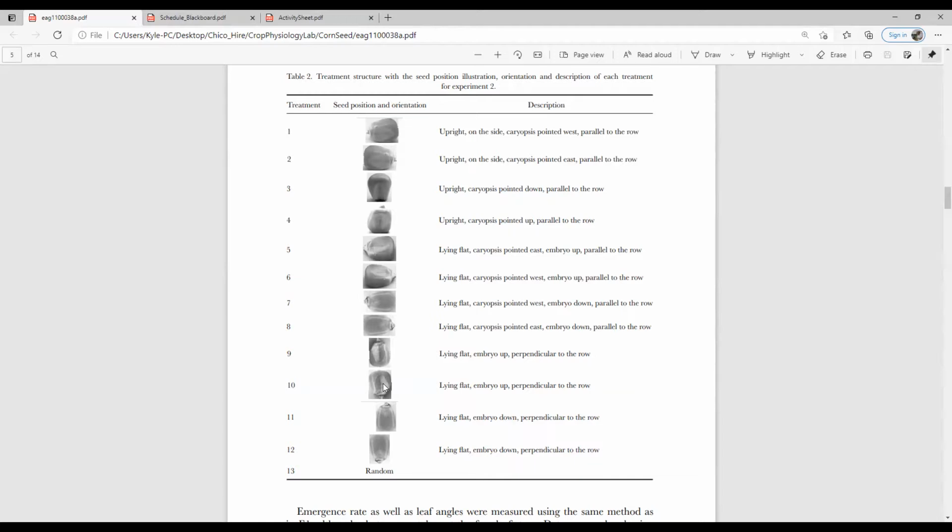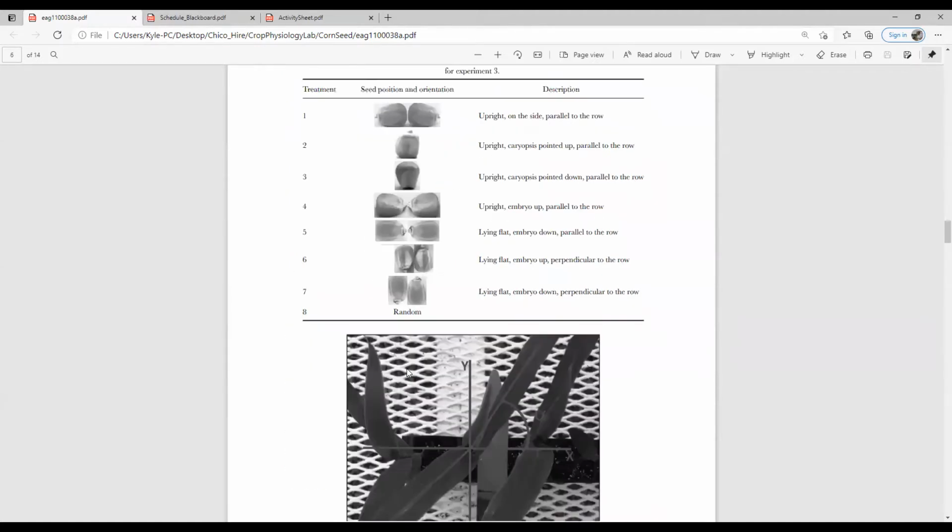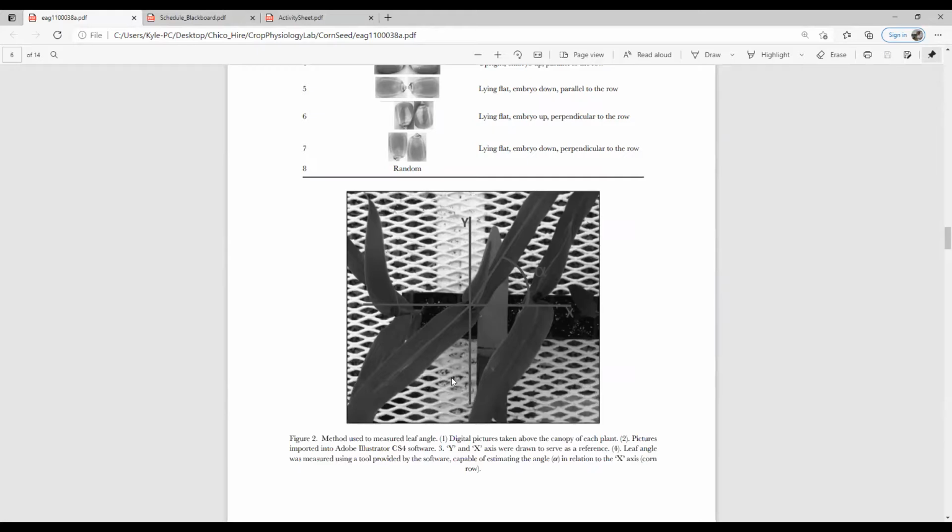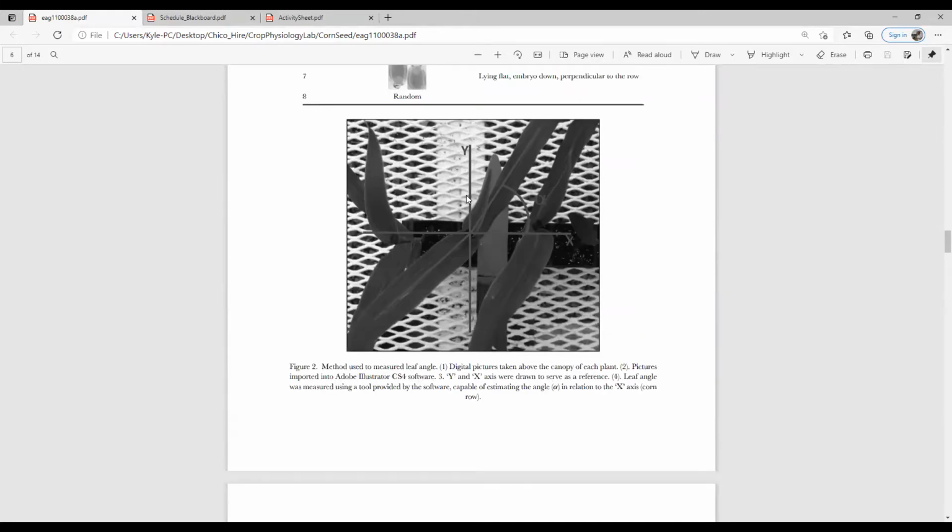So your job is to go through and set that particular experiment up. And then I want you to go through and track how long it takes for those seeds to emerge. Just keep track of that. I want you to take note, at the very end of it, of what sort of orientation those leaves are at. You don't have to be as precise as this, so please don't panic about that, but just general observations.